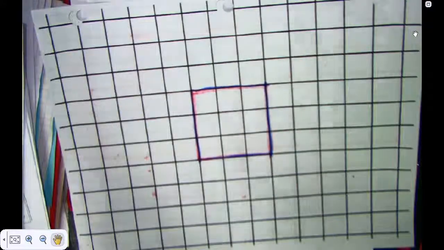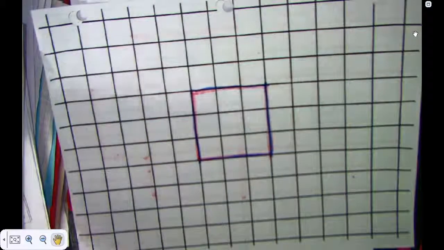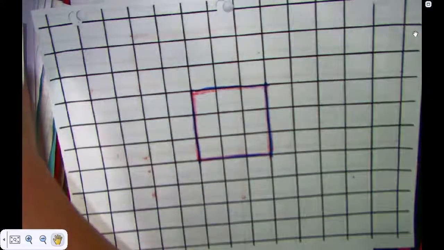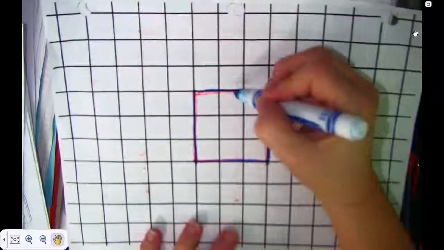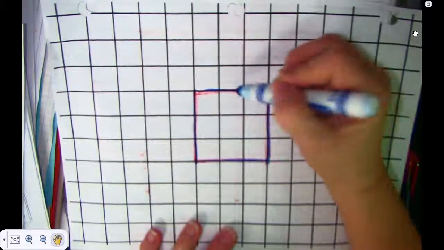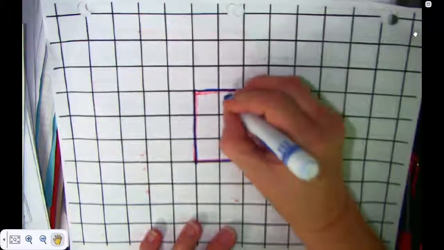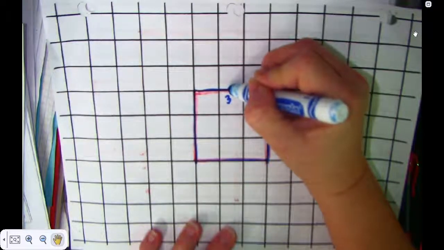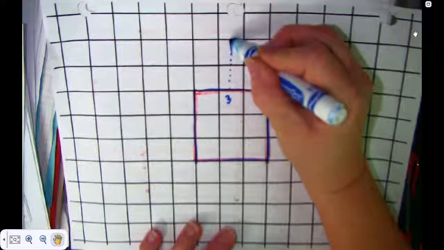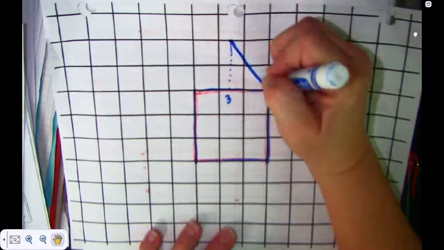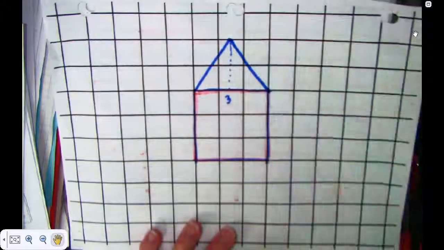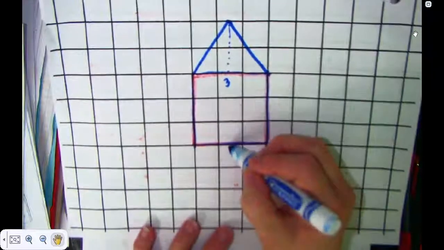Okay, so how many rectangles do we have on this triangular prism? Three. And we have how many triangles? Two. So right now, I want to draw the triangles. Okay, start in the center. In the center of the side, this is 3, right? Start in the center, and I want you to go up 2 units. Draw your vertex, and then connect the vertices. Then you're going to do the same thing down below.